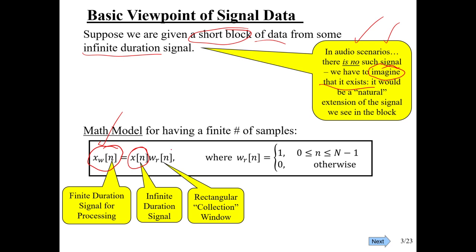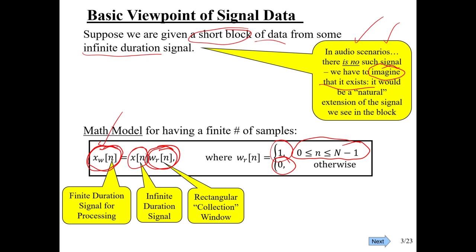And so this little window, that's why I use a W there. And here we're imagining that window to be a rectangle. It's 1 over the range of samples that we're collecting. So we're collecting n samples. And then it's 0 outside. So you can see the multiplication effect of that makes this finite duration signal be 0 outside the range that we're imagining collecting it. Now, physically, all we do is just collect samples.